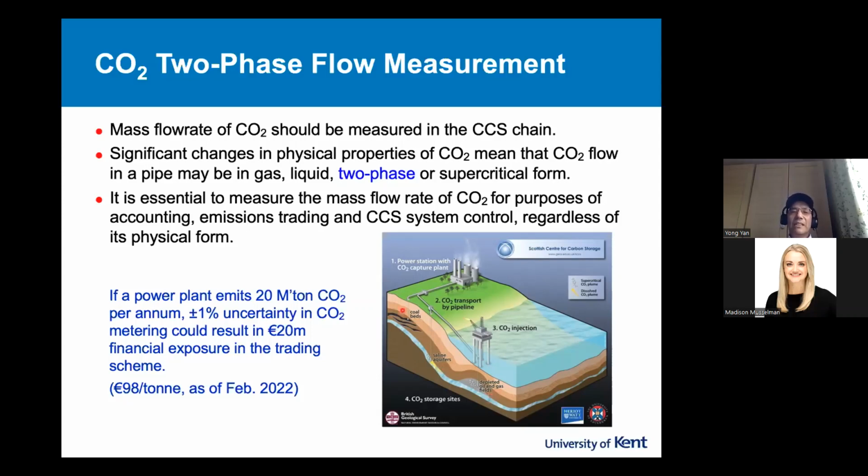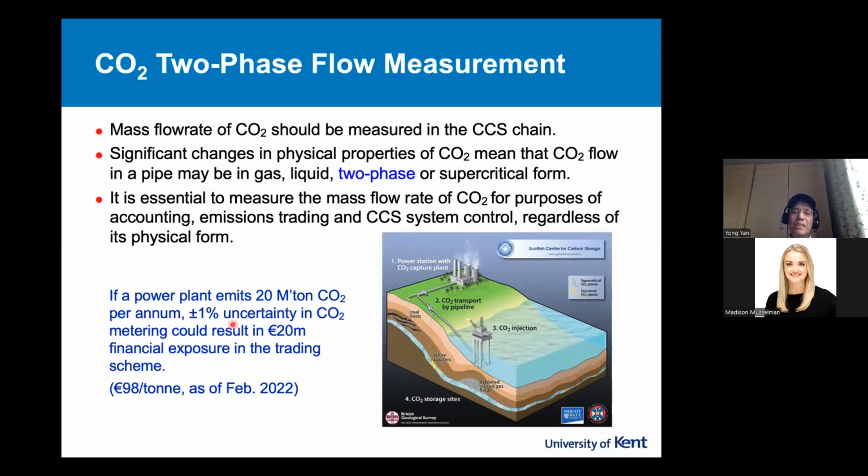The trouble is the CO2 in a transportation pipeline could be in gas form, could be liquid, could be a gas-liquid two-phase mixture, or even supercritical form. So the CO2 flow itself depends on the temperature and pressure of the transportation pipeline. For all these good reasons, we need to measure the mass flow rate of CO2, not the gas phase, for trading, for accounting, for regulation purposes.